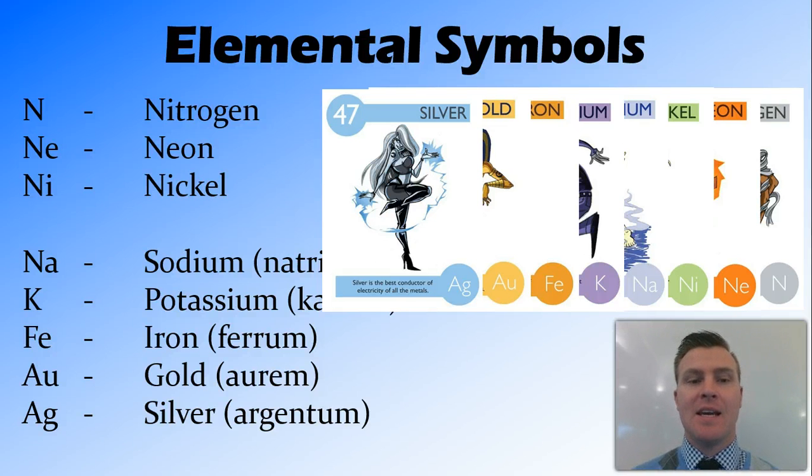Okay, so you can see here that we have symbols that are either 1 or 2 letters, first letter always being a capital, second letter lowercase, and they may come from the English name for the element, or they may come from another name for the element, usually in Latin, but there's a couple of Greek as well.